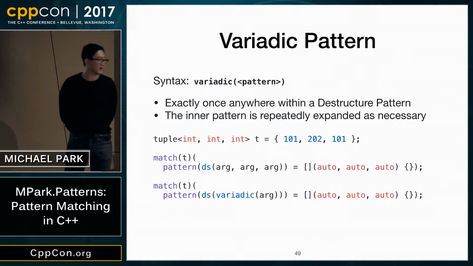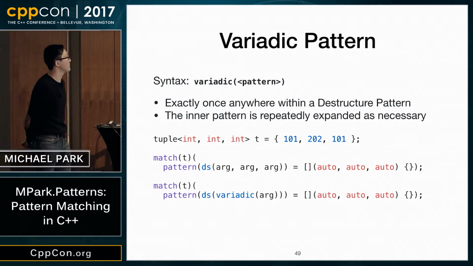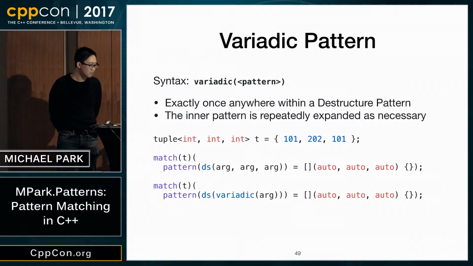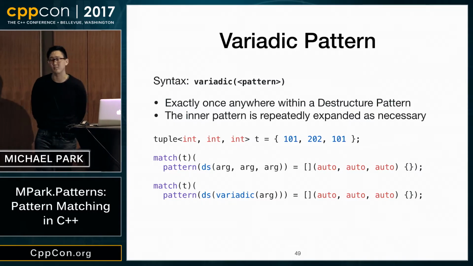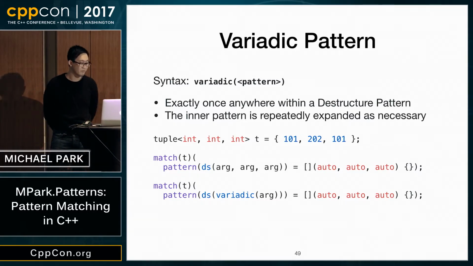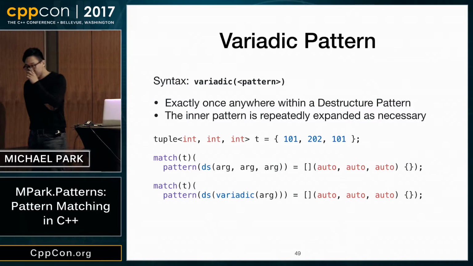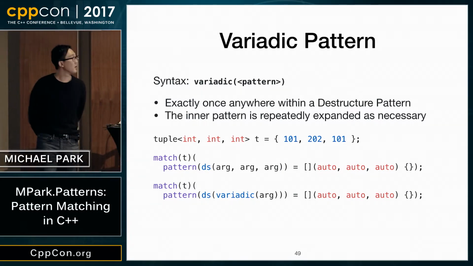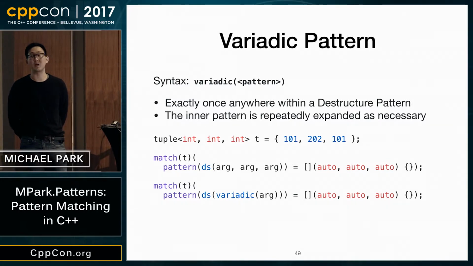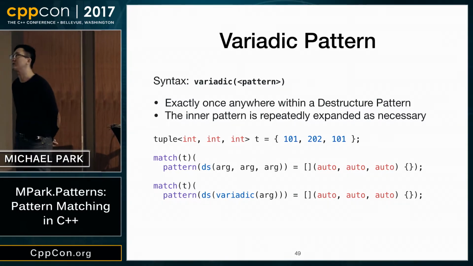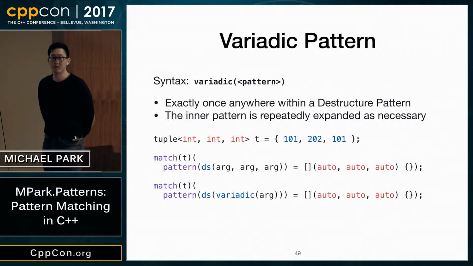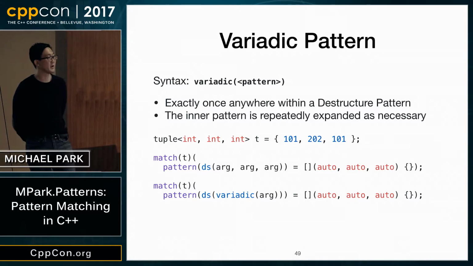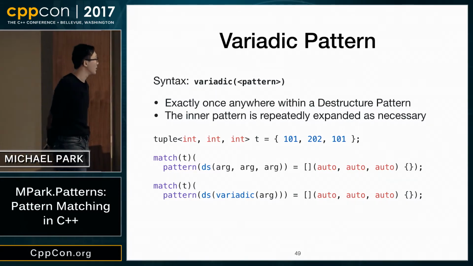This is the cool thing that I found that I wanted to show you. Variadic pattern. Another thing that a lot of functional languages don't have. But a lot of functional languages also don't have variadic templates, so that's, I think, where the difference is. This pattern can appear exactly once inside of a DS pattern, the destructure pattern. And it's going to repeat itself how many ever times it needs to. So it could even appear as the first argument in a destructure pattern, and it's going to expand itself how many ever times it needs to.